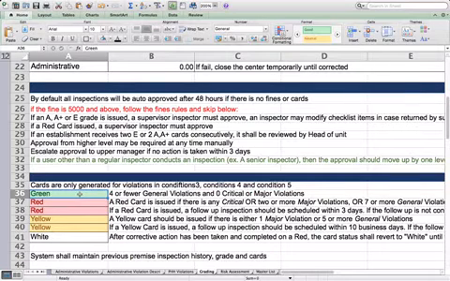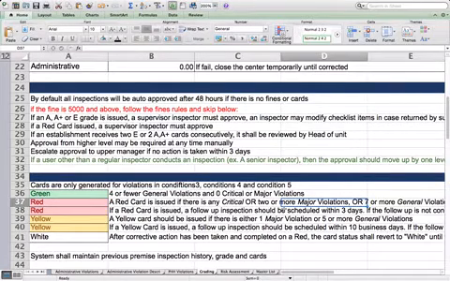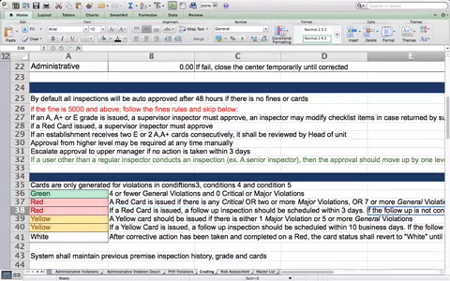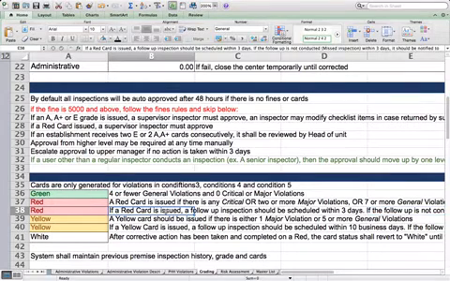So a green card would be if you have four or fewer general violations with no critical and major violations. A red card would be for establishments that get one critical or two or more major violations or seven or more general violations. If a red card is issued, a follow-up inspection should be scheduled within 3 days. And if the follow-up is not conducted, then the notification would go to the senior.